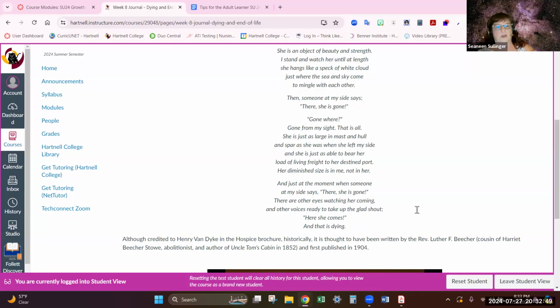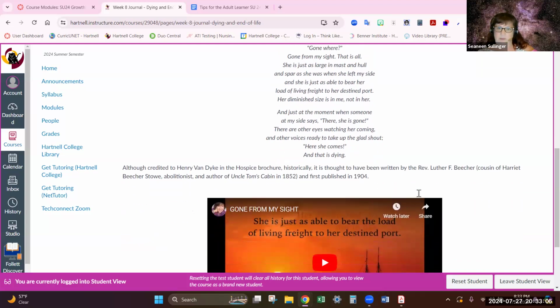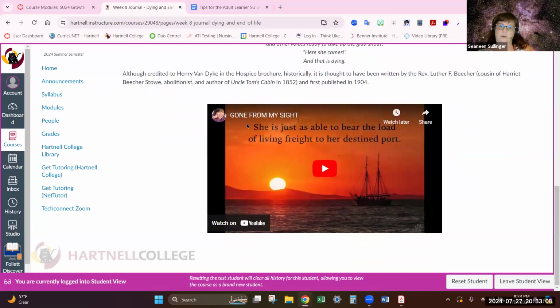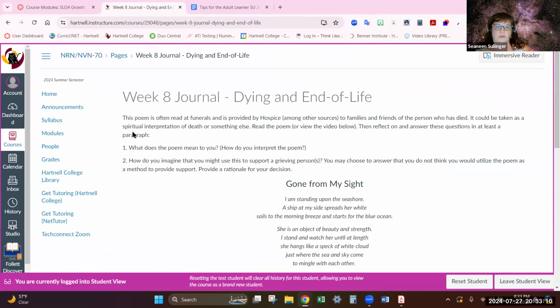And so the credit is given to Henry Van Dyke, but it perhaps was written by Reverend Luther Beecher, the cousin of Harriet Beecher Stowe, and first published in 1904. So this is a very, very old poem, but it holds meaning for many people. And so here's a video of that as well that you can watch on your own time.